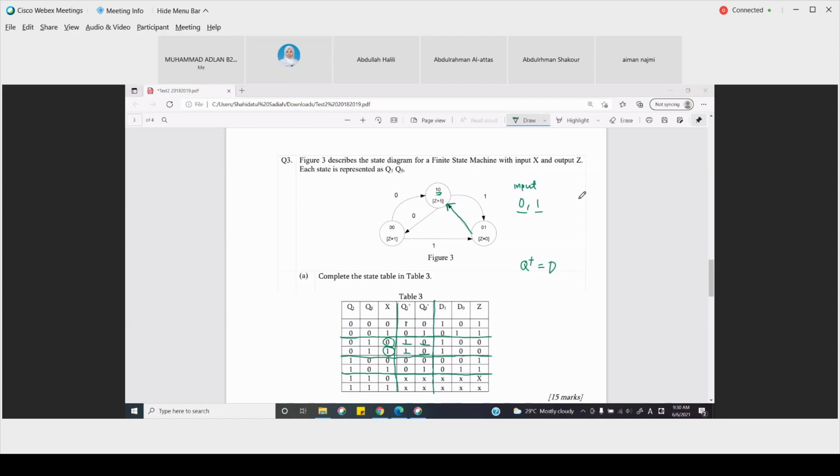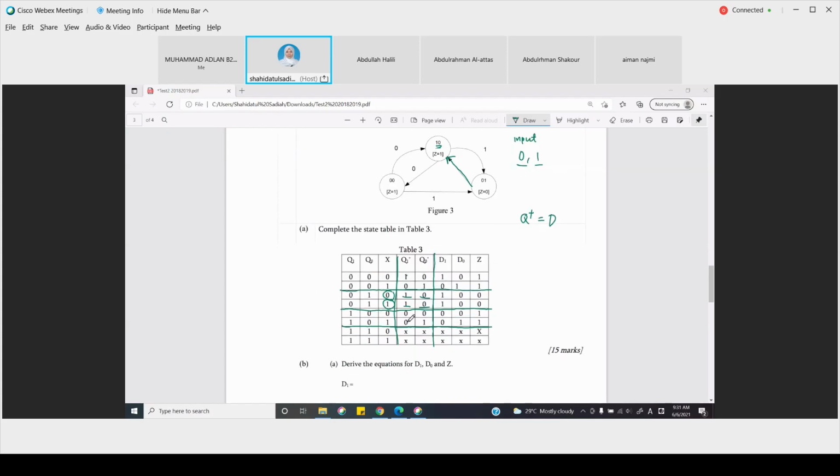I draw another line for input 1. You just need one line here because it's don't care. It doesn't matter if the input is 0 or 1, it's going to 1, 0. So we only need one transition arrow, and there's no input written there. All right, coming back to this.